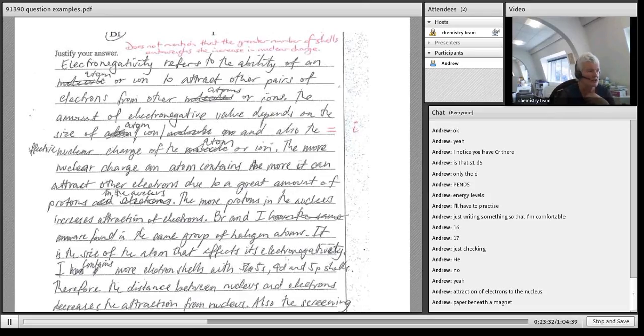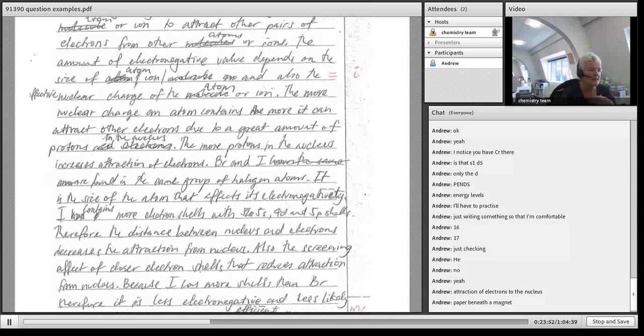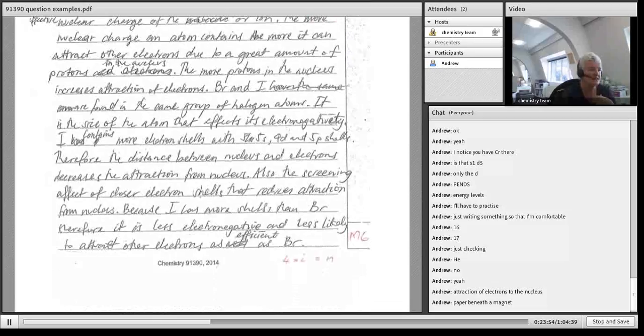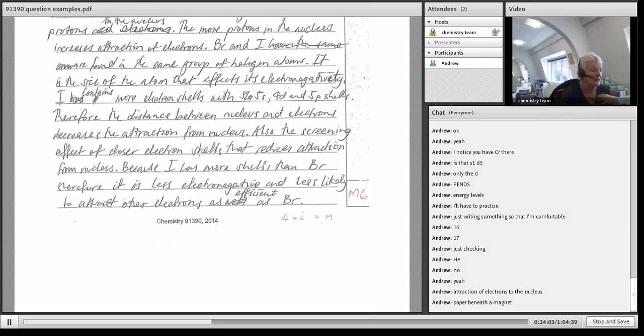I don't know if you've had a chance to read this while we were going through it. These exemplars are actually all on the NZQA site. So if you just Google NZQA 91390, they have got these exemplars there. So you can look yourself. Okay, and you'll see they have a nice detail here, but they didn't mention those core electrons.